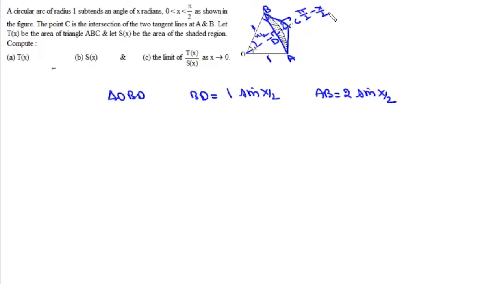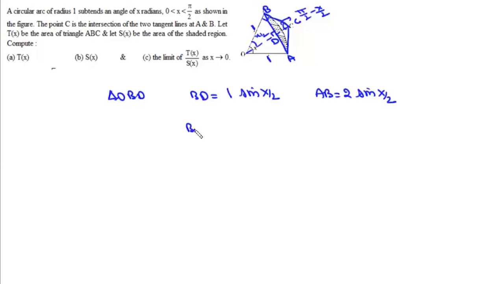So this is A, B, C, and we have this triangle ABC. Now in this triangle OBD, we can write BD as 1 sine x by 2. That means value of AB is 2 sine x by 2. And in this triangle, this angle is pi by 2 minus x by 2. So once we have BD, we can find CD.